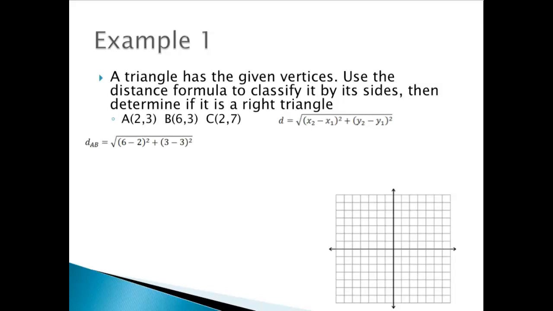Let's start with the distance from A to B. That would be the square root of (6 minus 2) squared plus (3 minus 3) squared. That's going to be the square root of 4 squared plus 0 squared, which is equal to the square root of 16, which is 4. Next, we're going to find the distance from B to C. So now we have (2 minus 6) squared plus (7 minus 3) squared. So that's negative 4 squared plus positive 4 squared, which is equal to the square root of 32. And simplifying that, we have 4 root 2.